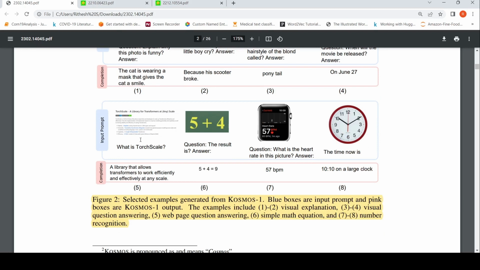So there is a web page present over here, and then the question is, what is torch scale? An image of a web page, an image of a mathematical equation. Okay, this is from the image. It is trying to answer what is the heart rate in this picture, and it gives 57 beats per minute. What is the time in the clock? 10:10 on the large clock. Okay, so it is capable of doing these things, and these are selected examples which they have presented over here.